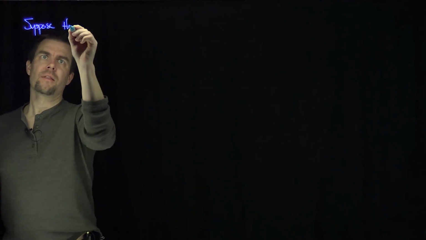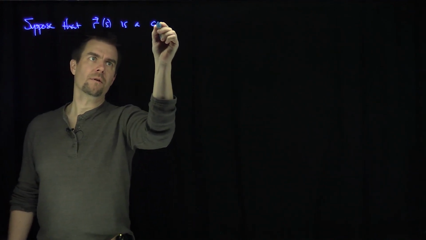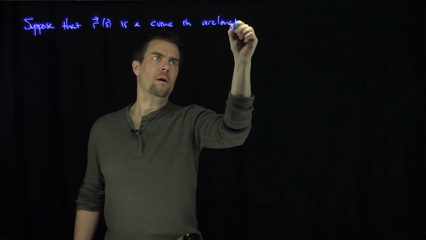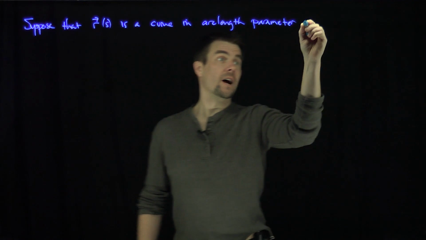Hello students, in this video we'll discover a relationship between the curvature and torsion of a curve that lies in the sphere. Let's suppose that r(s) is a curve in arc length parameter which lies on a sphere.